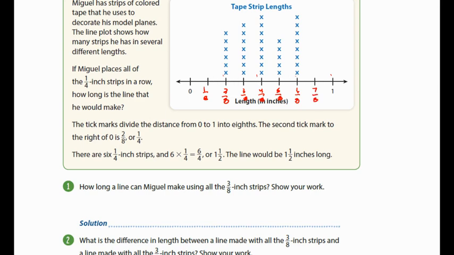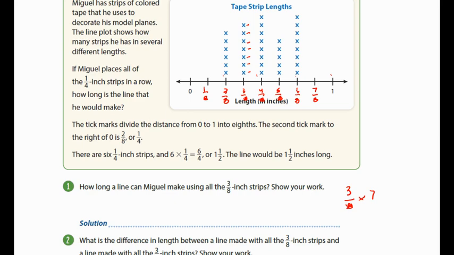So what they're asking here is how long a line can Miguel make using all 3/8 strips? In layman's terms, what they're asking you guys to do is take all the 3/8 x's and add them together. So let's see how many we have. We have 1, 2, 3, 4, 5, 6, 7. So we can do over here 3/8 plus 3/8 plus 3/8, and continue doing that 7 times, or we can do 3/8 times 7. Okay, so we can do that. That's for number one.